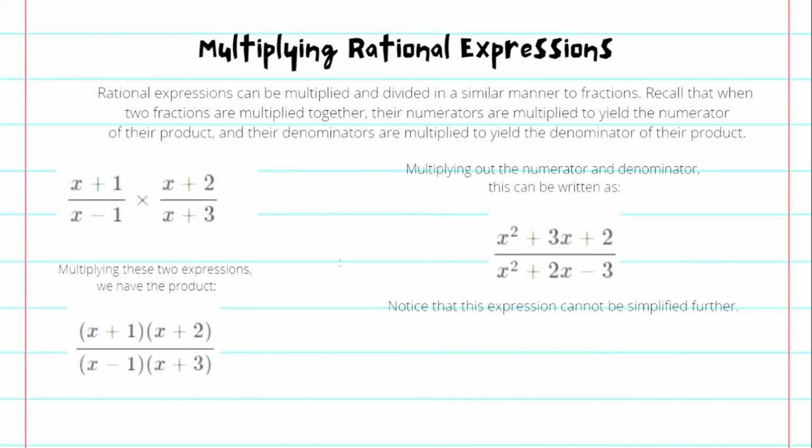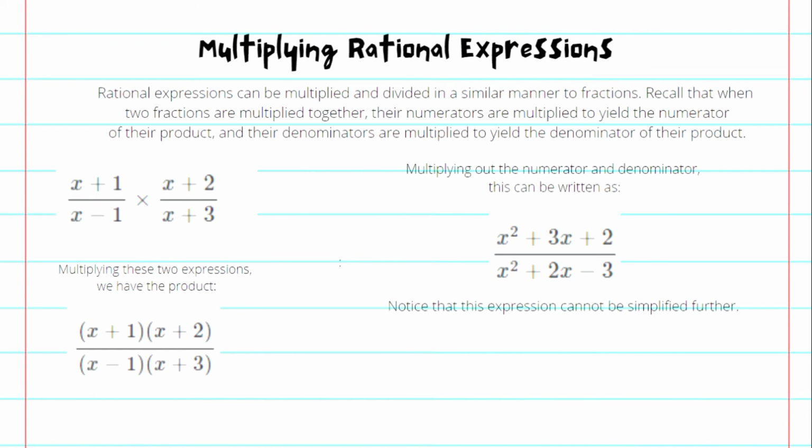Multiplying rational expressions. Rational expressions can be multiplied and divided in a similar manner to fractions. Recall that when two fractions are multiplied together, their numerators are multiplied to yield the numerator of their product and their denominators are multiplied to yield the denominator of their product.